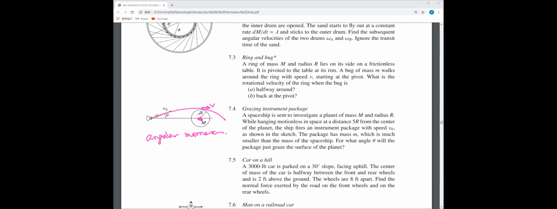Wait, so is it just like v0 cross 5R? Haha, this is the most tricky part, because you need to know this r cross p. So there is a sine theta there. So the initial one should be 5R times mv naught times sine theta. That equals R times v, okay?